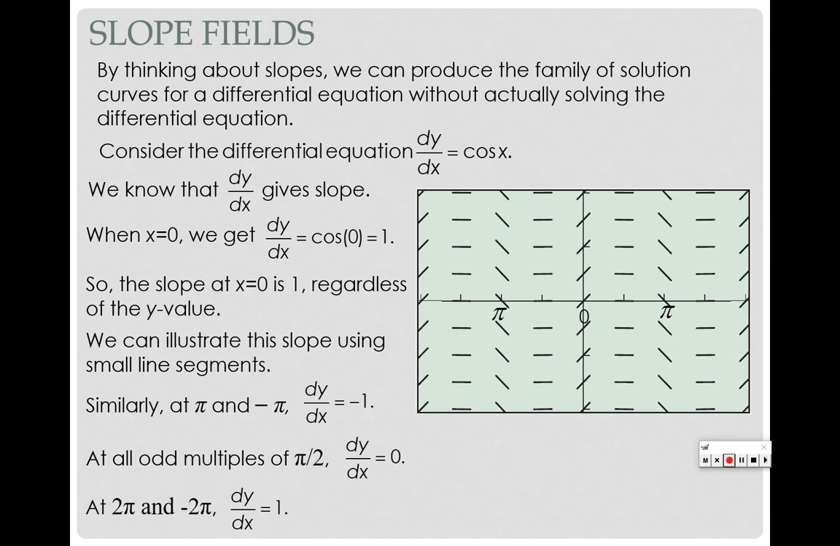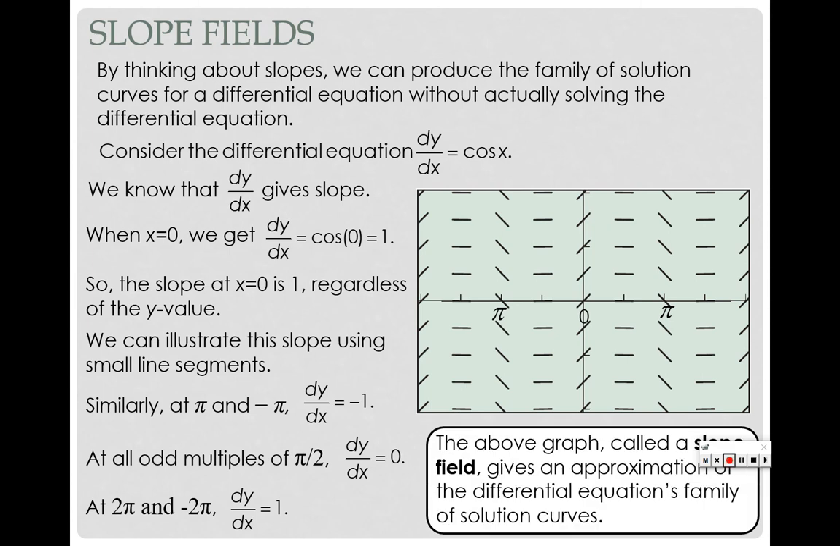A few extra slopes there so you can really start to see sine. Do you see how it doesn't line up nicely though? You have to really visualize. This is tough to visualize because it goes here, but can you sort of see a sine curve mapping out through those things? It doesn't quite line up because it doesn't give all of the different x values. You can imagine that a higher resolution would really help here. The above graph, called a slope field, gives an approximation of the differential equation's family of solution curves. A better way to say that is the slope field shows the slope at any particular x and y value.